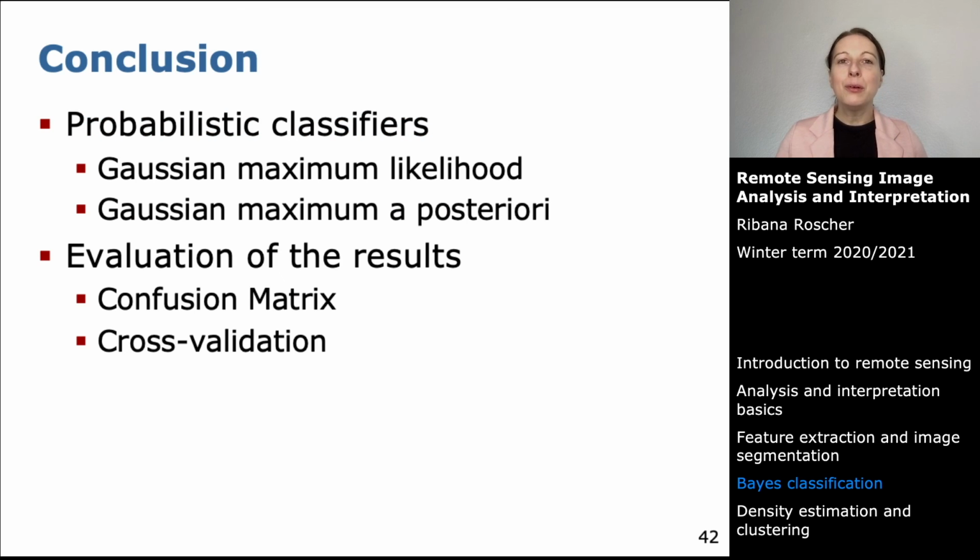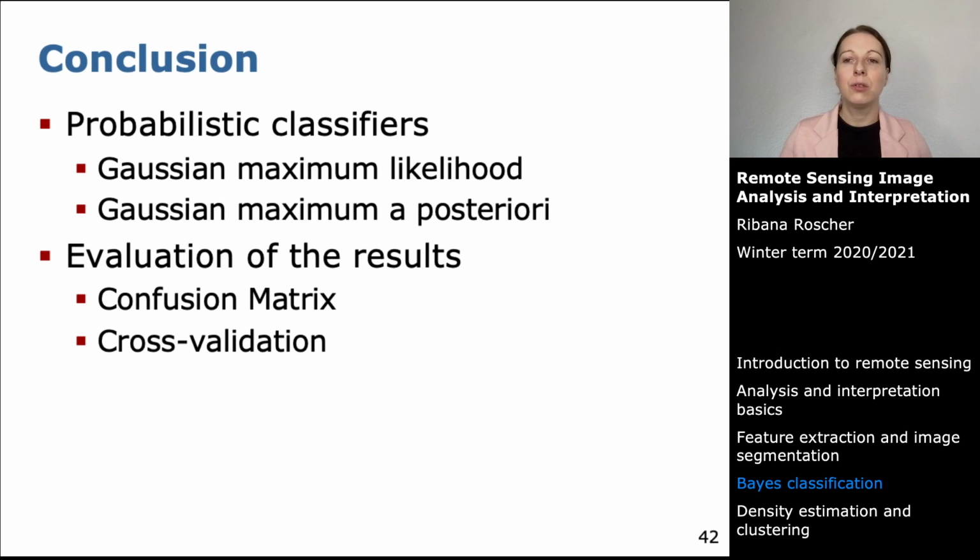With this, I want to conclude. What did you learn today? You learned about probabilistic classifiers. I told you how you can use Bayes' theorem to make classifications. We were talking about Gaussian maximum likelihood and Gaussian maximum a posteriori. And of course, this is not restricted to Gaussian distributions. You can also use other distributions or non-parametric approaches to get some density, some distribution of your data. This is what I'm talking about next week.